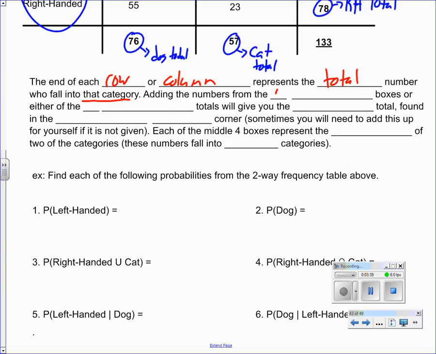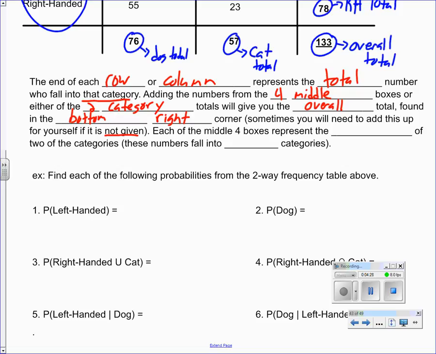So if we add up the numbers from the four middle boxes, or either of the two category totals, which we just talked about, that will give you the overall total. So how many total people this is out of, and that's found in the bottom right-hand corner. Right, so 133 people here took this survey. That's our overall total. And again, that is located in the bottom right corner. Sometimes this will not be given to you, so you're going to need to add it up for yourself if it's not given, or fill in the missing pieces.